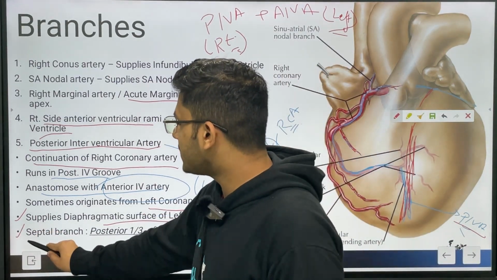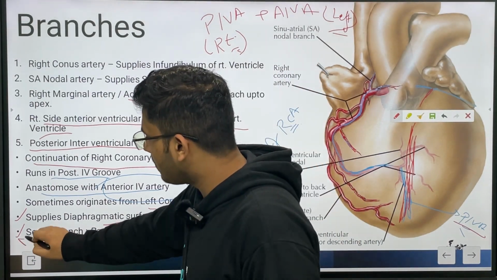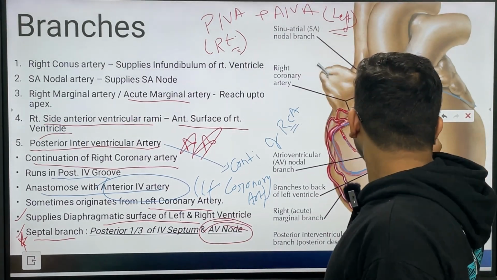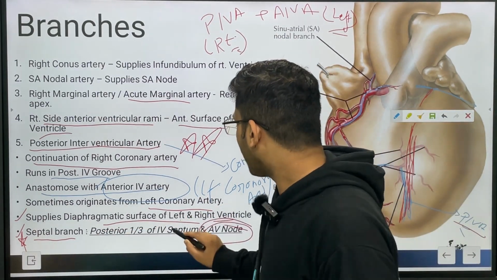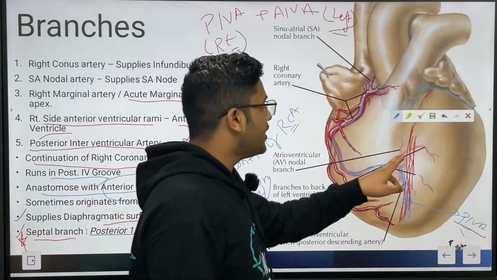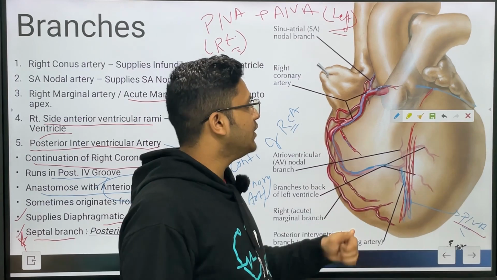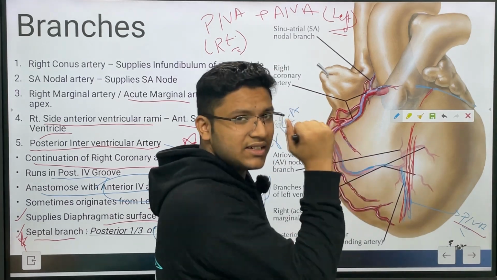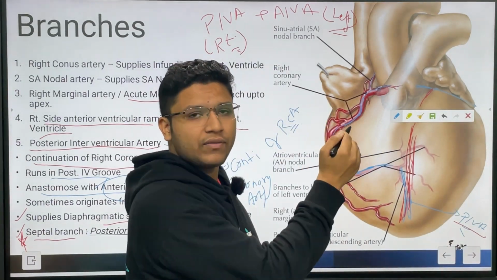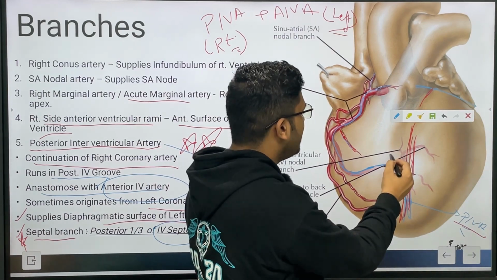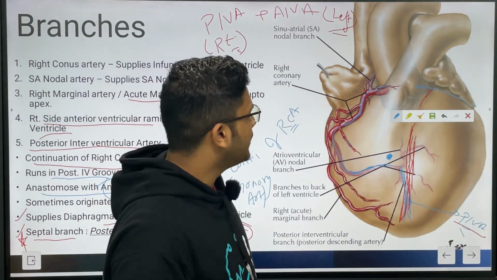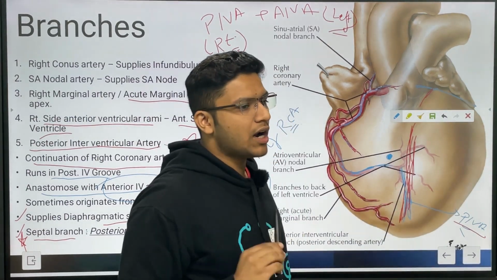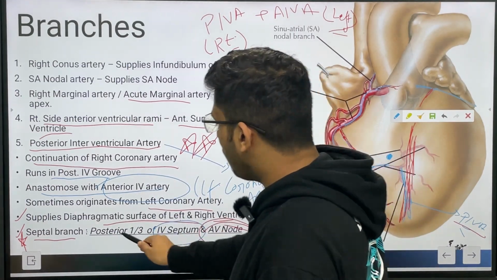Next, and the last one, is your septal branch. It is a very important branch because it is supplying two structures: the AV node, and the next one is your IV septum. Your posterior interventricular artery is supplying your AV node. The AV node is present at the junction of, we will discuss it later when we study the interior of the heart. Just let me tell you, it's present near here. So it is supplied by the posterior interventricular artery, which is also supplying the posterior 1/3.